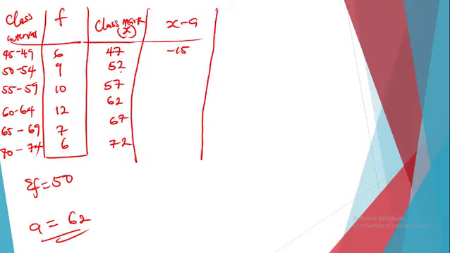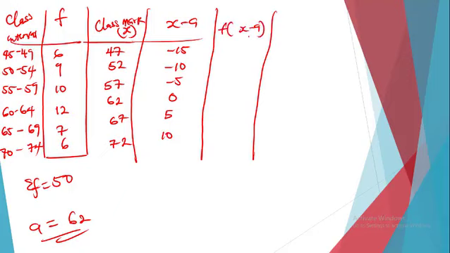We have 52 minus 62, and that will give us minus 10. We have 57 minus 62, and that will give us minus 5. We have 62 minus 62, that will give us 0. 67 minus 62 will give us 5. 72 minus 62 will give us 10. Then the next thing we have is f into x minus a, that is frequency times this.